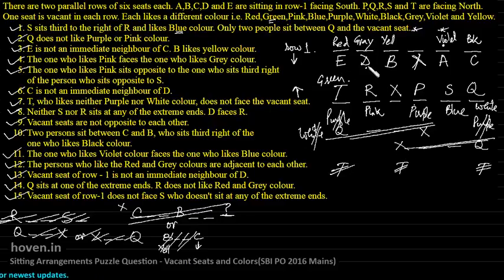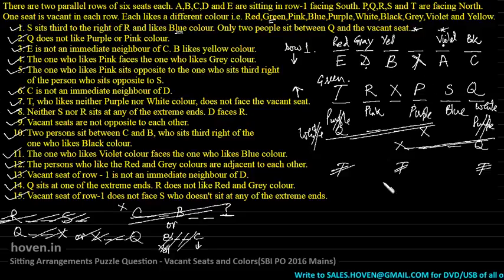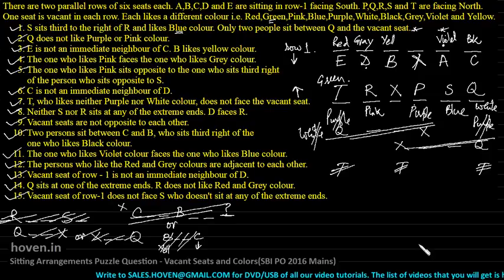E red, D grey, B yellow, vacant, A violet, C black, T green, R pink, P purple, S blue, Q white. This is how we can, in very few lines, solve it; I haven't used any rough work here. This was one of the easier questions that has been asked in recent years. So keep in mind that this is how we can crack these questions. Marks are for free. Thank you.